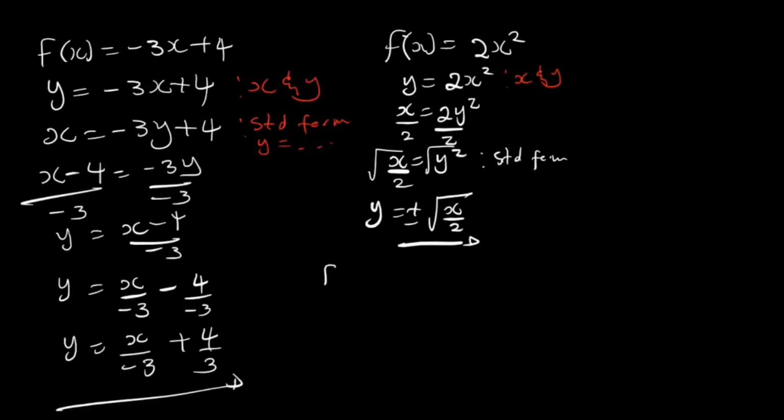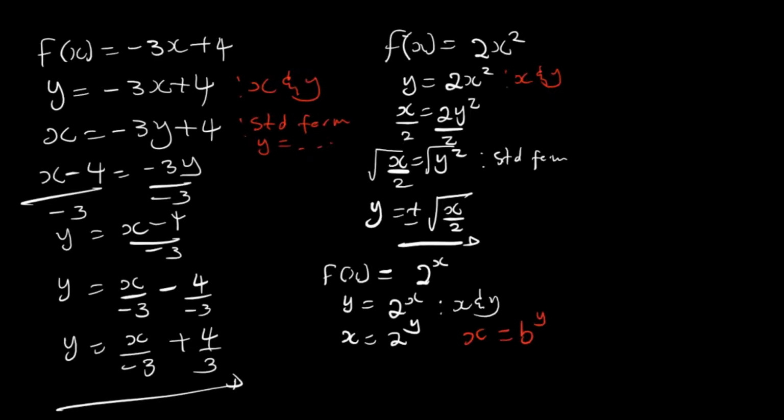Consider now having f of x is equal to 2 to the power x, which you'll write as y is equal to 2 to the power x. And then you interchange your x and your y. You have x is equal to 2 to the power y. And then now, because these are logs, if you had something like x is equal to b to the power y, therefore your equation will be y is equal to log base b of x.